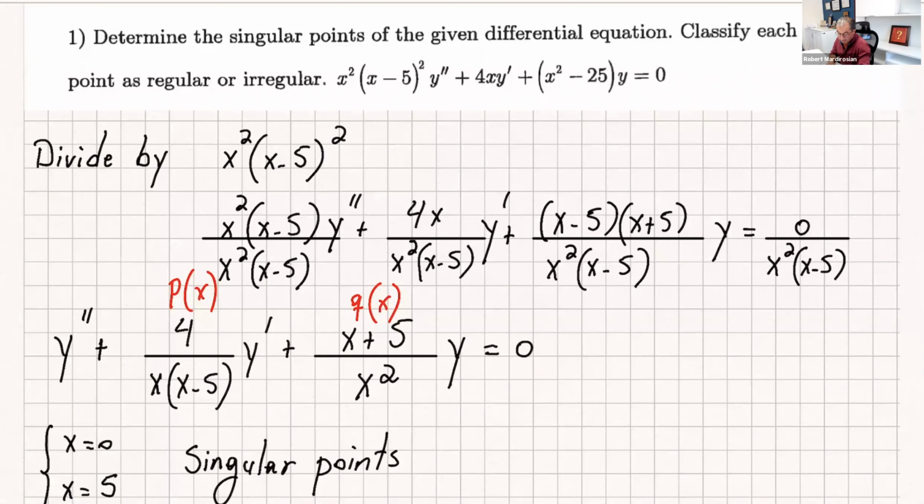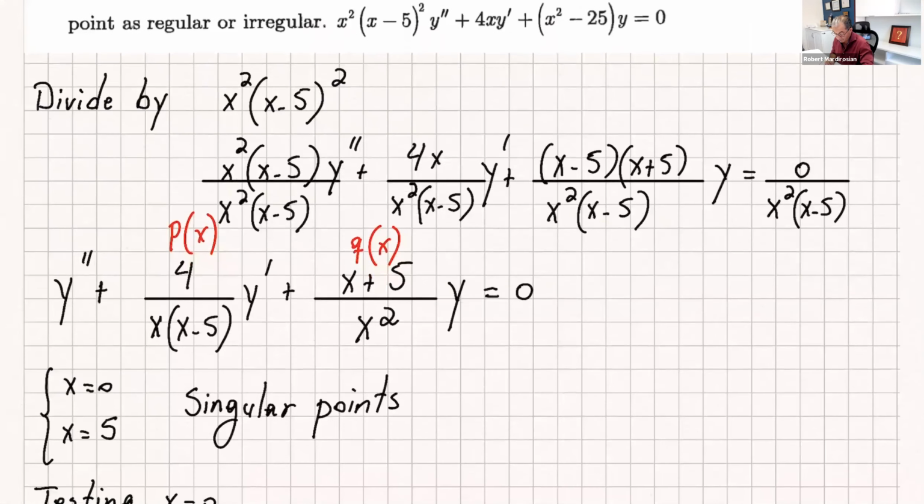Number one says: determine the singular point of the given differential equation, and classify its singular point as regular or irregular. The first step is to divide the equation by the coefficient of y double prime, which in this case is x squared times (x minus 5) squared. Divide all the terms to find out what P of x is and what Q of x is.